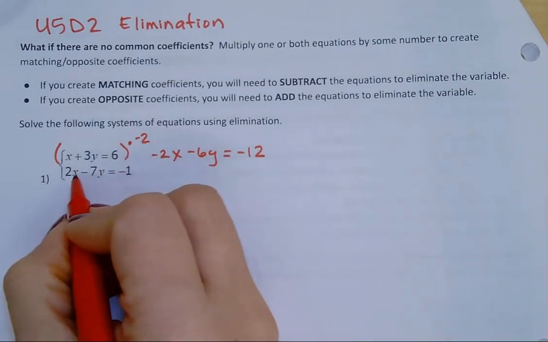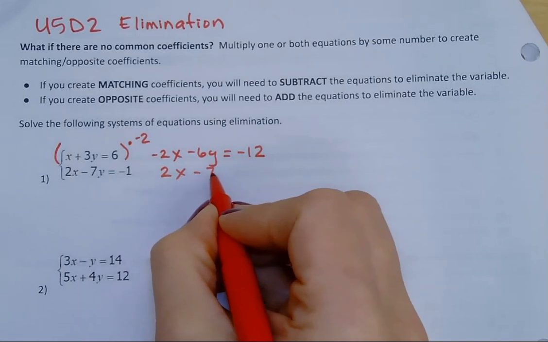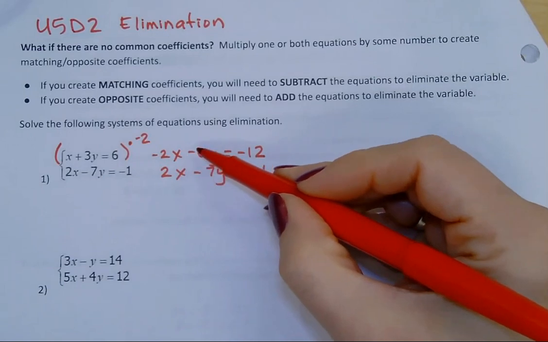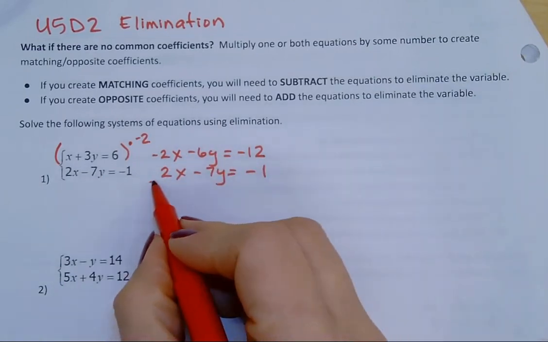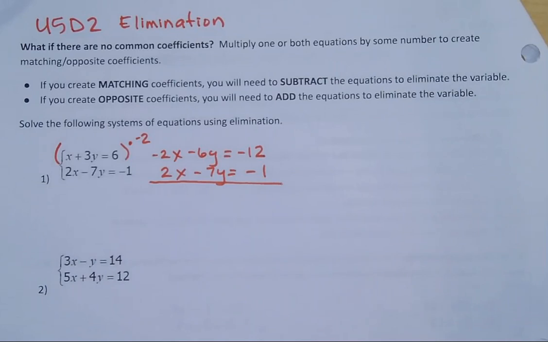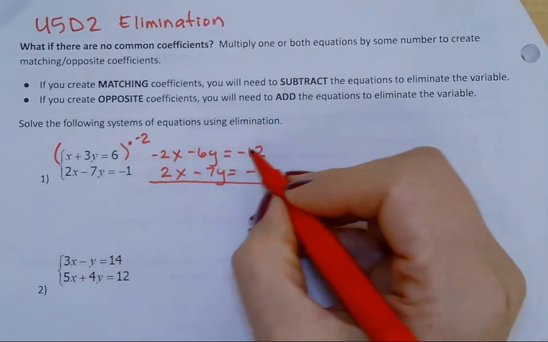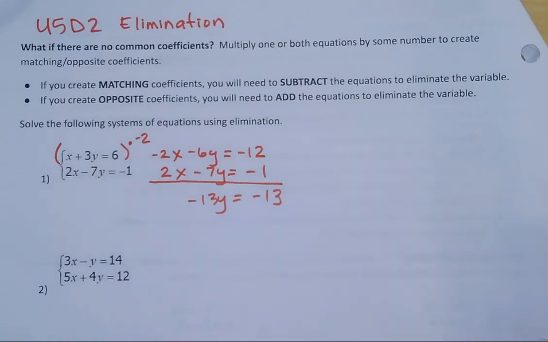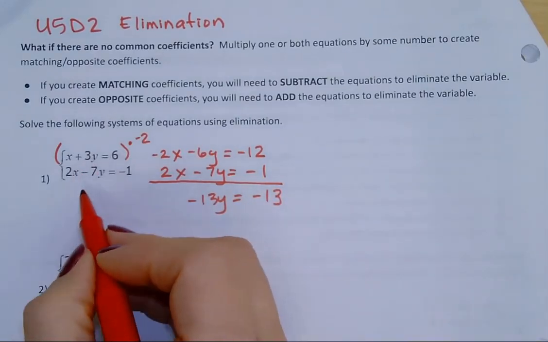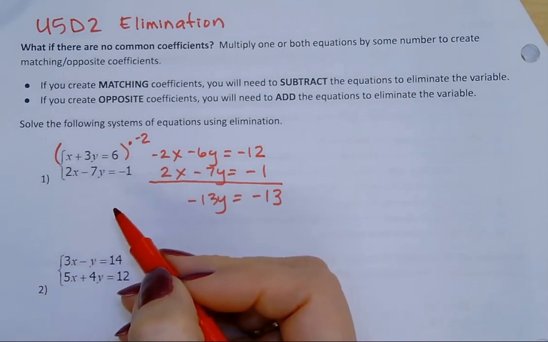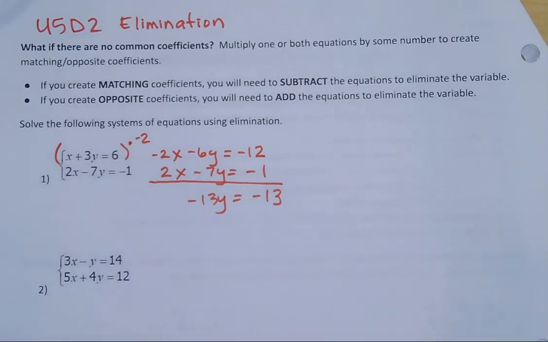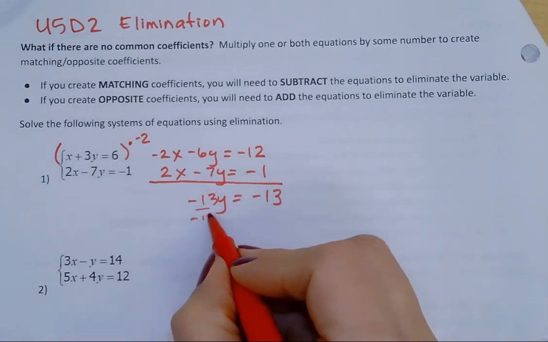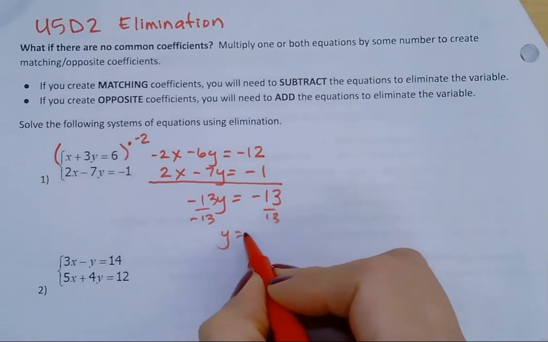I'm going to move my second equation over and make sure everything's lined up properly. By multiplying everything on the top by -2, I'm now able to add these two equations together and eliminate the x's. -2x and 2x, poof, they're gone. I have -13y, and this all equals -13. You can multiply or divide your equations by anything as long as you're being fair and multiplying every single term by the same number. I'm going to divide each side by -13, and I know y equals 1.